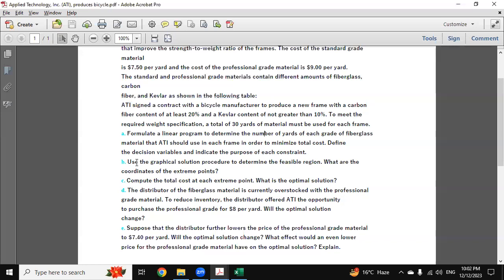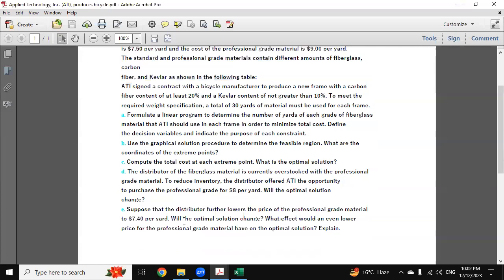Then in the next part, they have reduced the inventory, and we will need to see the optimal solution after the changes. And for the fifth part, the distributor lowers the price for the professional grade material to $7.40 per yard. So we again need to provide the optimal solution for the changes, and what's the effect of the lower price for the professional grade on the optimal solution. So we need to explain this one also.